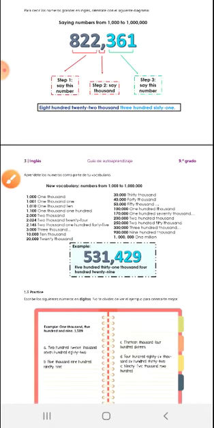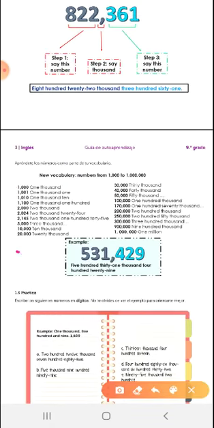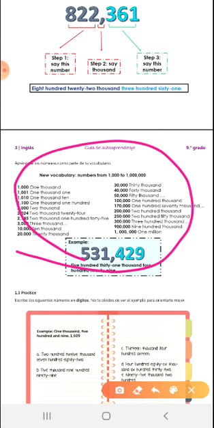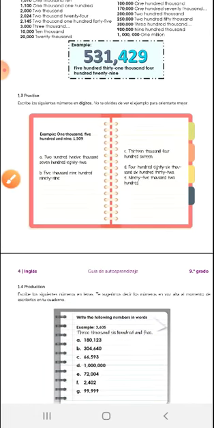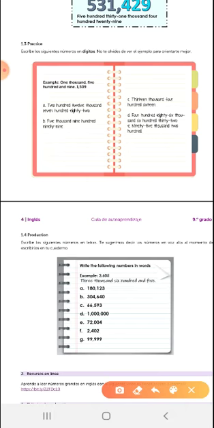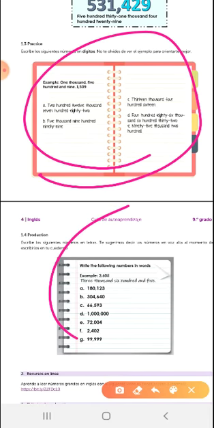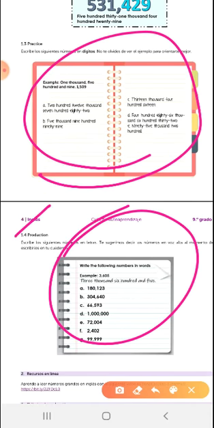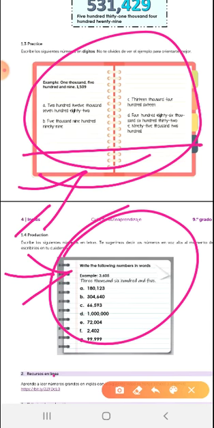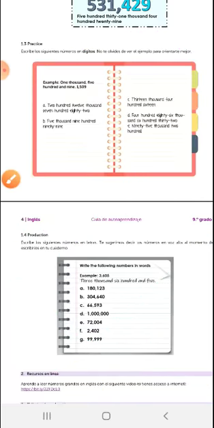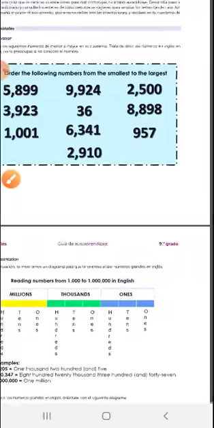Here we have another practice. You have to practice pronunciation and vocabulary here. And finally, we have production here and here. In this case, you're going to have to write. Aquí vas a tener que escribir, okay? You're going to have to write the numbers in digits, los números en dígitos, and the numbers in letters, en letras, okay? But let's go first with the activation.